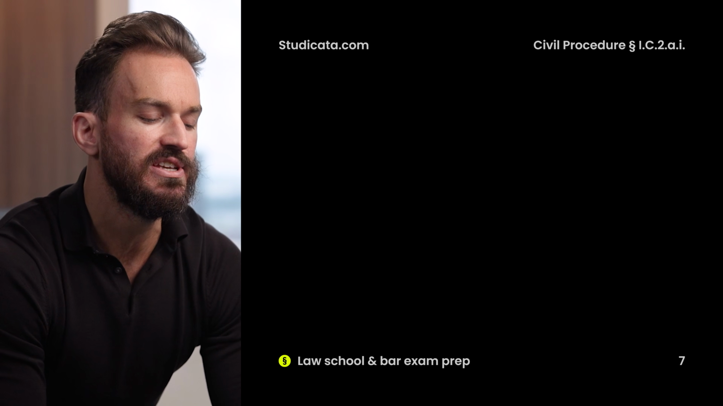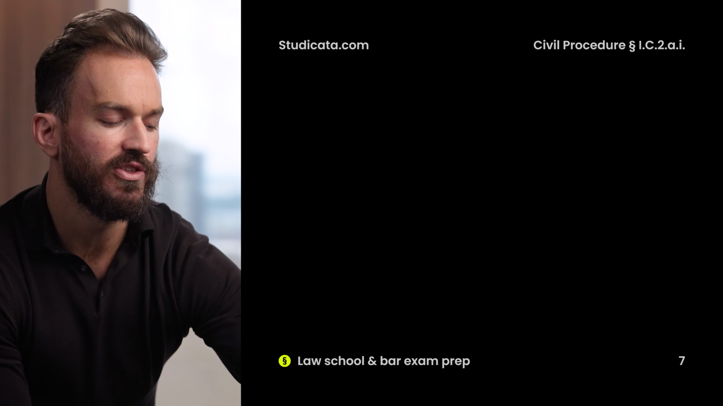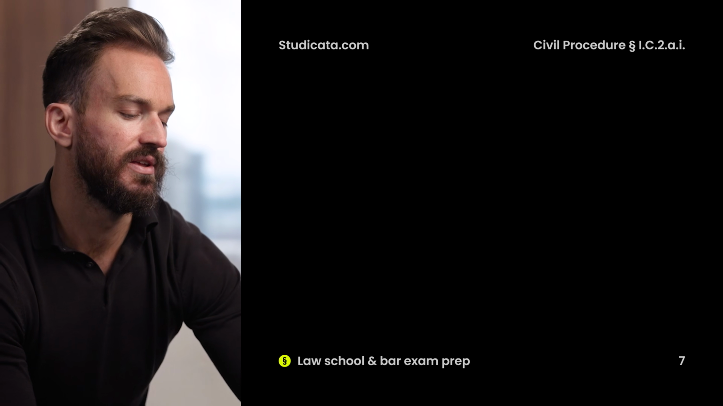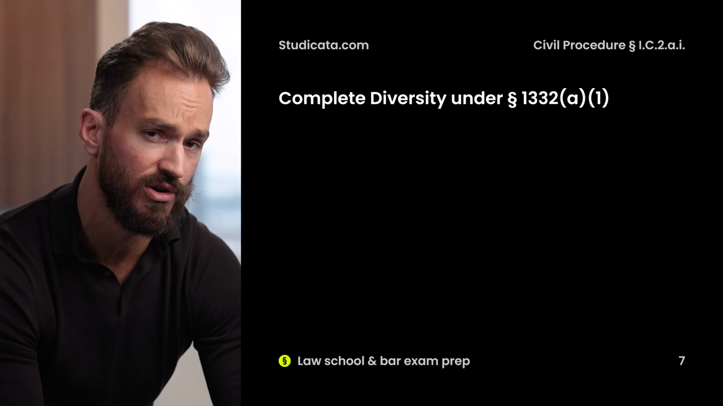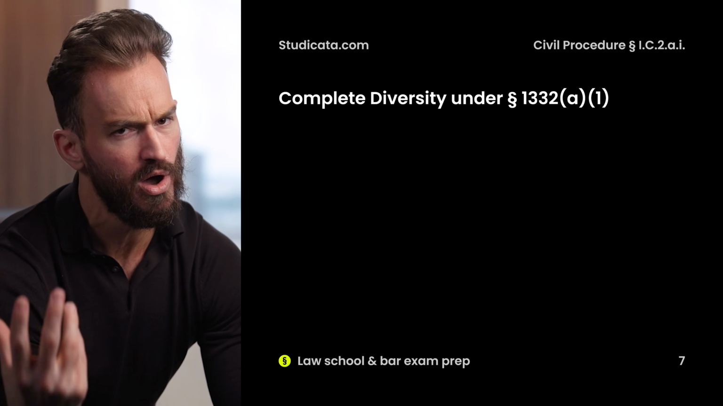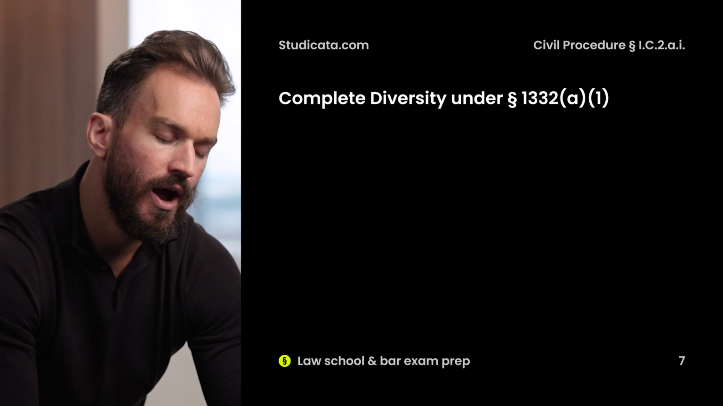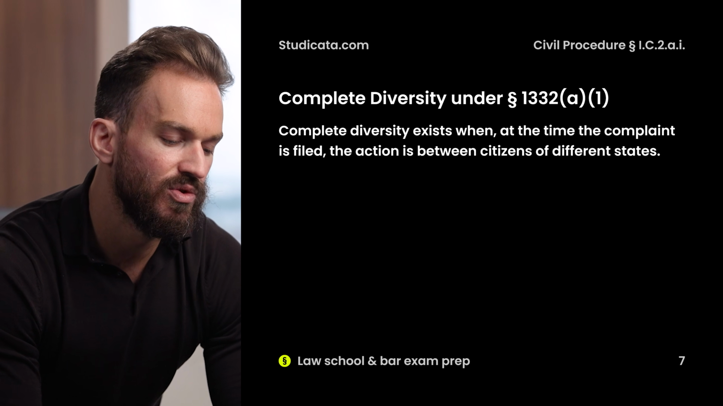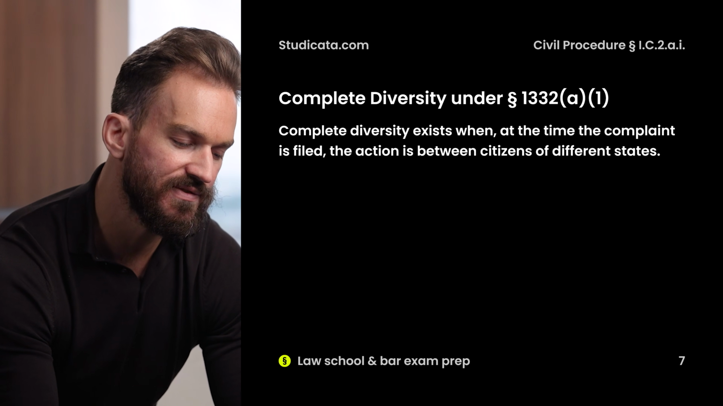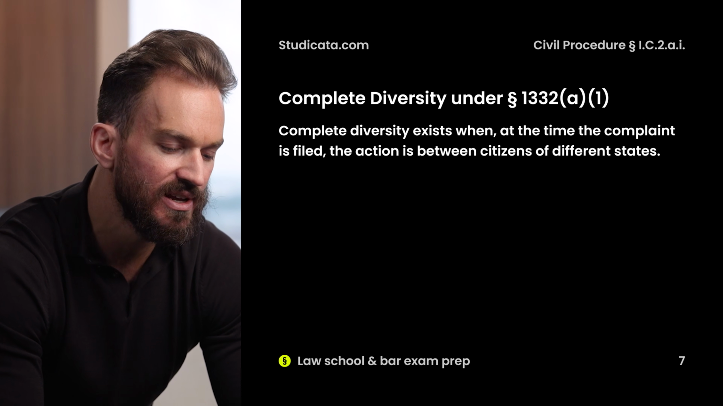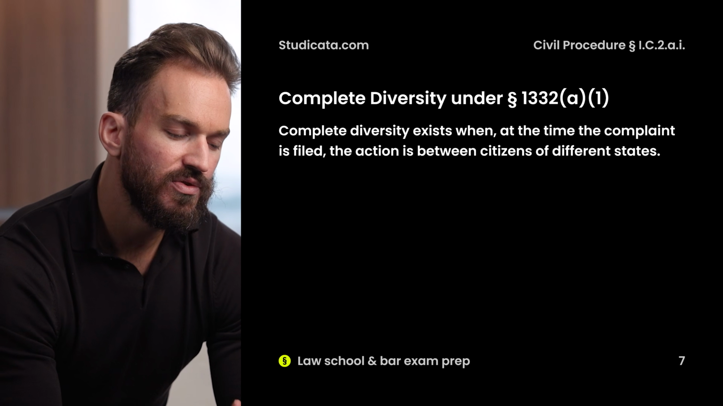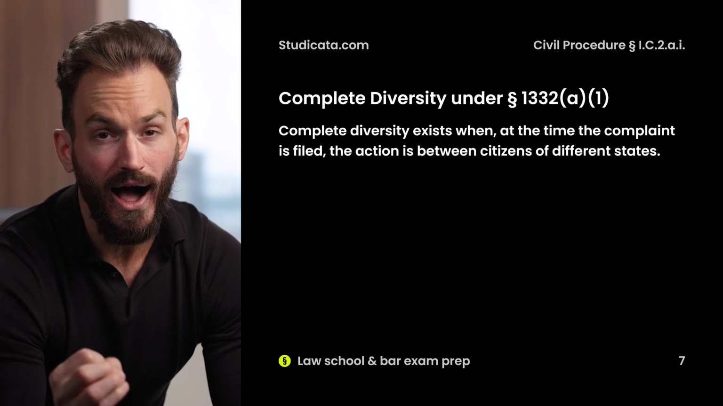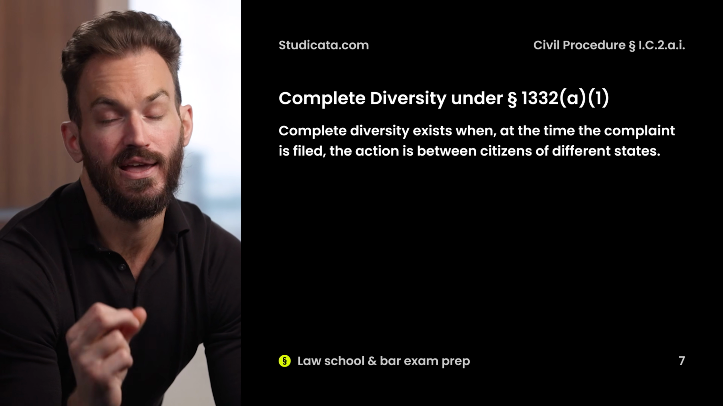Okay, let's break each of these subsections down. Let's look at 1332(a) and break each subsection down, starting with complete diversity under section 1332(a)(1). This is what we've talked about thus far. Complete diversity exists when at the time the complaint is filed, the action is between citizens of different U.S. states. Okay, so this is the fact pattern where we do not have a foreign party involved.